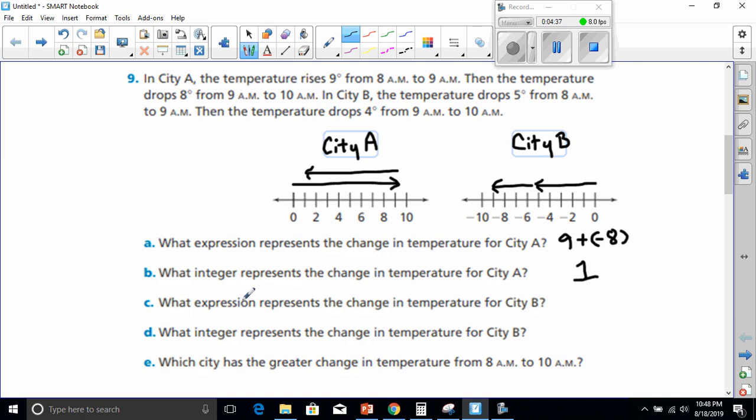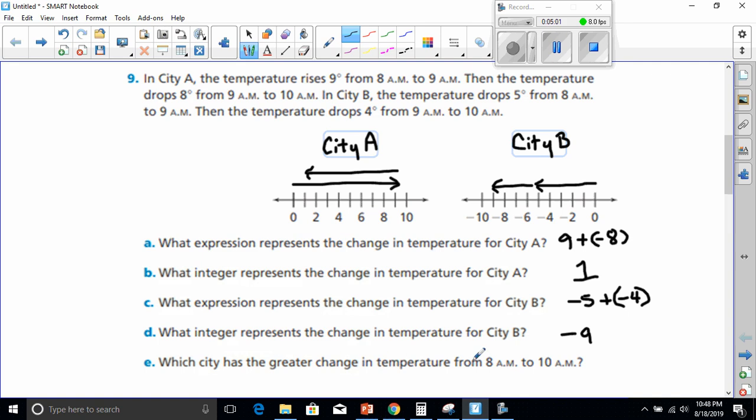So when it asks for the expression, we're going to have negative 5. We're going to be adding that to negative 4. Well, negative 5 and negative 4 are going to make the integer that represents the change in temperature, which would be negative 9.